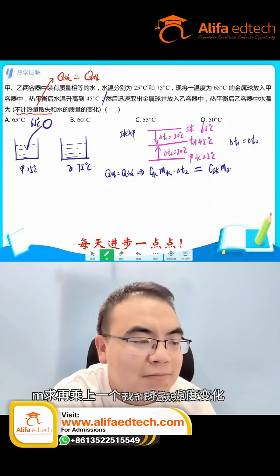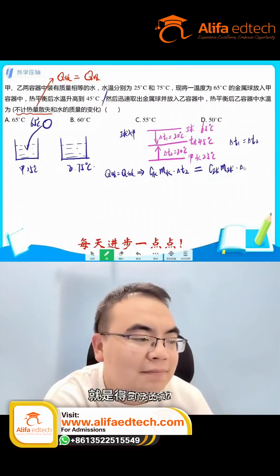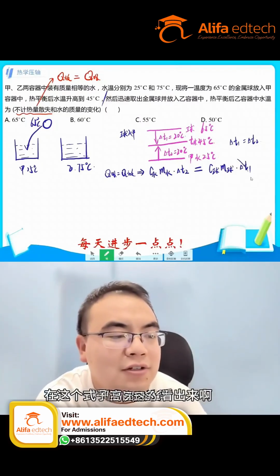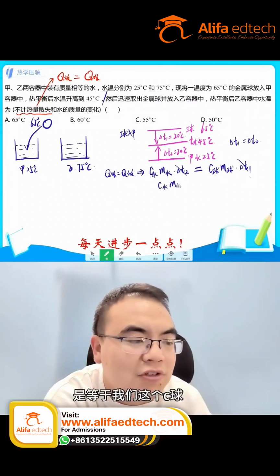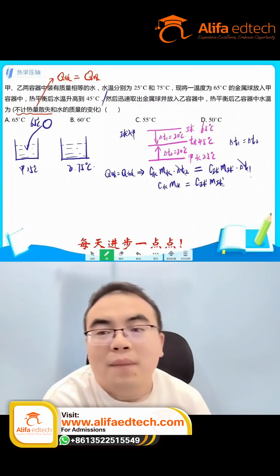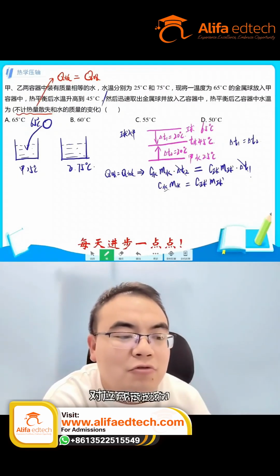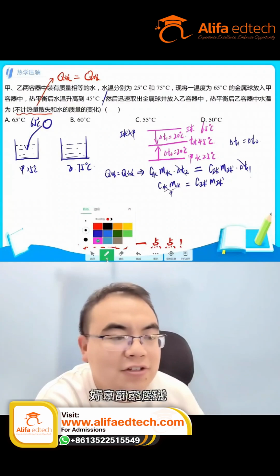Then M9 is multiplied by the temperature change we're looking for, which is delta T. In this equation, it's not hard to see that since these two are the same, we can get that C water times M water equals C ball times M ball. Alright, at this point, this corresponds to the false one. It's the false one.